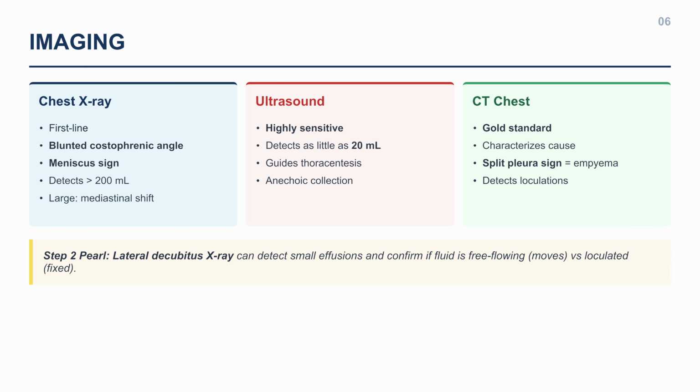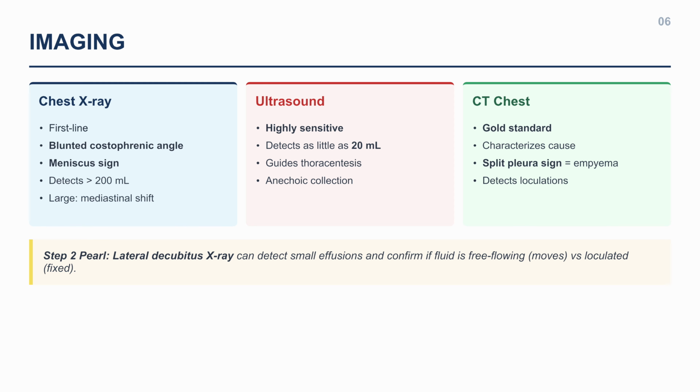Findings include blunting of the costophrenic angle, the meniscus sign showing a concave upper margin of fluid, and mediastinal shift in large effusions. A chest X-ray can detect effusions greater than about 200 milliliters. Ultrasound is highly sensitive and can detect as little as 20 milliliters of fluid. It is also the preferred modality to guide thoracentesis. CT chest is the gold standard for characterizing the cause.